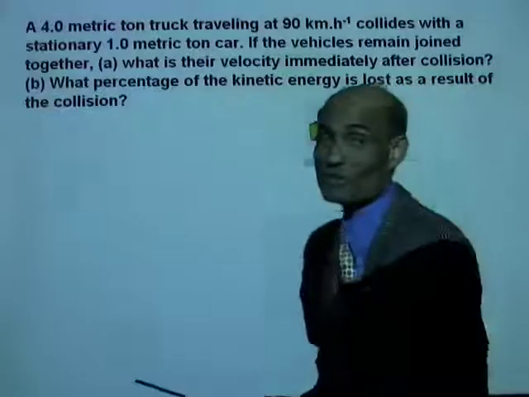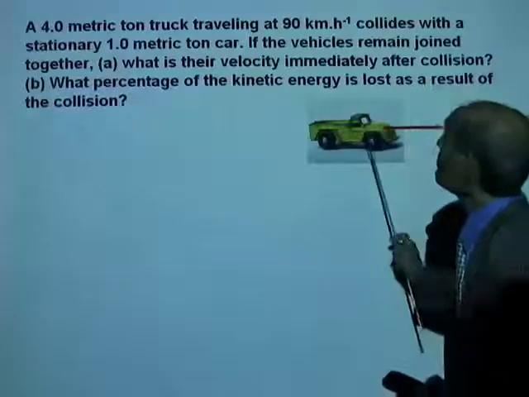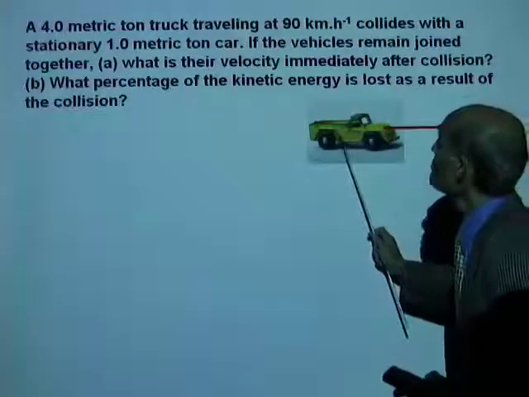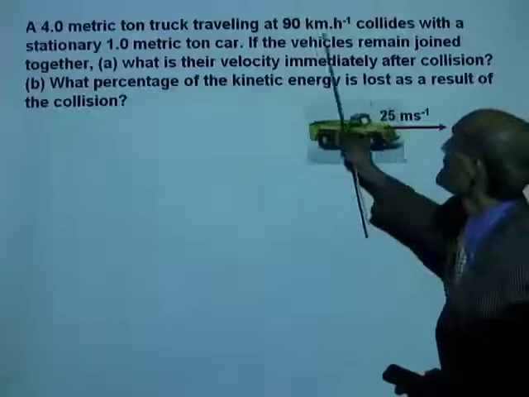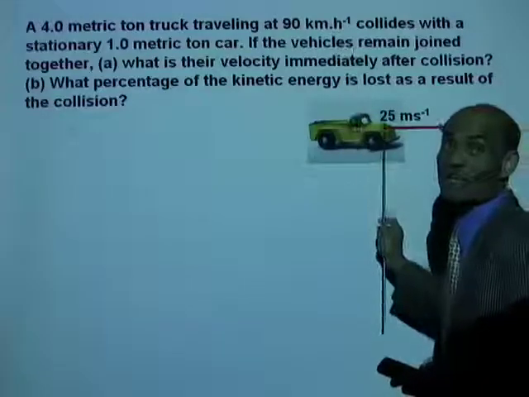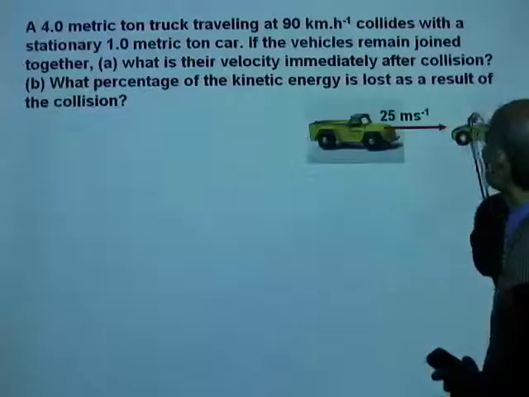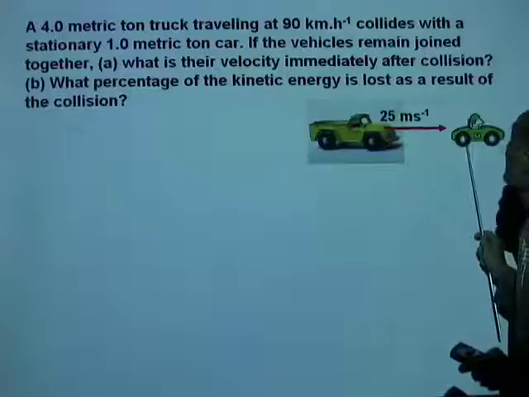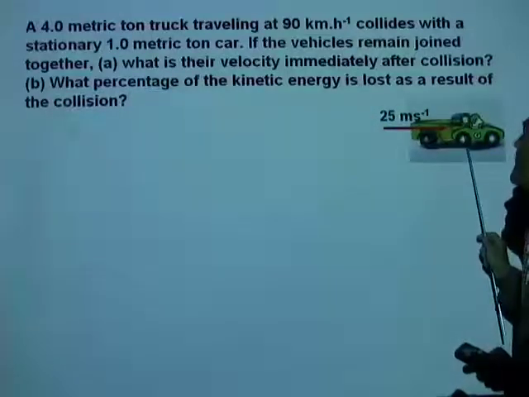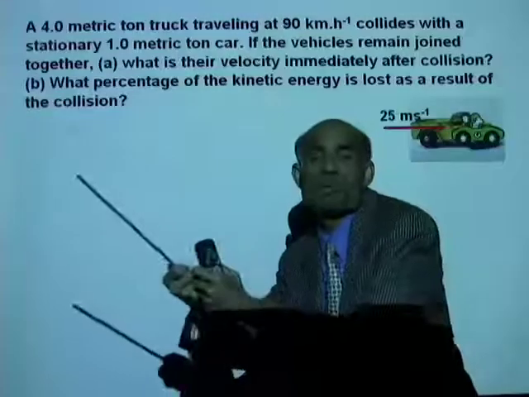Okay, this is not different from the situations we discussed so far. Now, we have a 4 metric ton truck traveling to the right at 90 km per hour. Convert that to meters per second. It is 25 meters per second. And it is going to collide with a poor car right there, and the two join together and move forward.